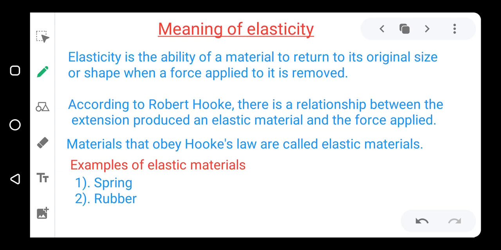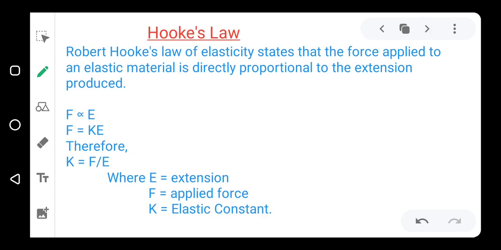Of course, we know that springs and rubber are common elastic materials we see almost every day. So this is Hooke's law: force is directly proportional to the extension produced in an elastic material.